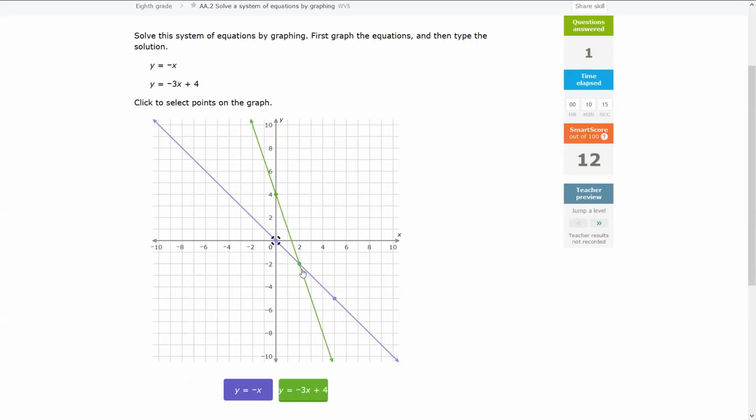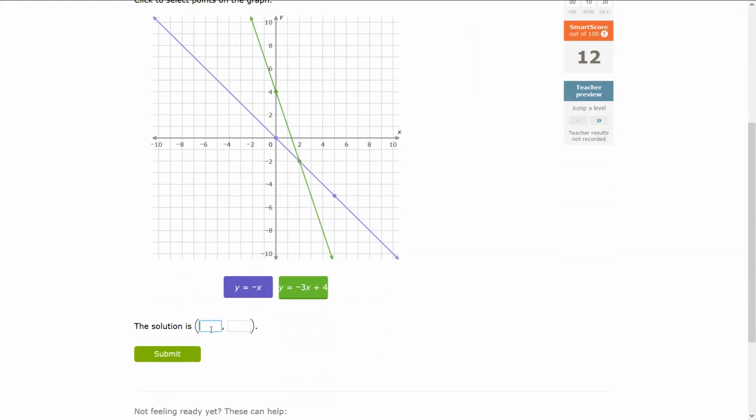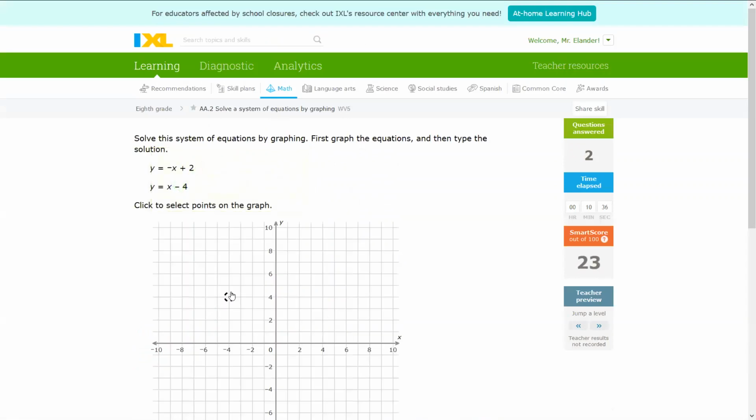And now I look, okay, where do they intersect? Looks like 2 to the right and -2. Yep, so that's my coordinate pair. X is 2, y is -2. So I come here and I say 2, -2. And we got it right.